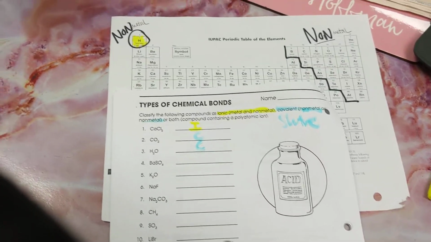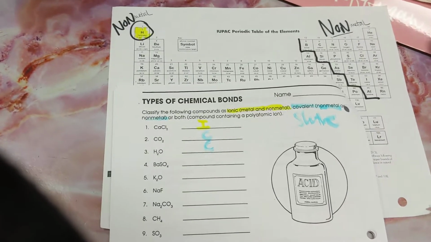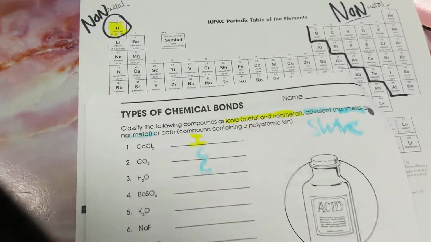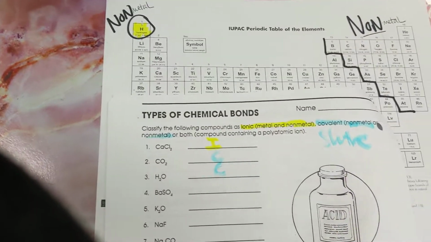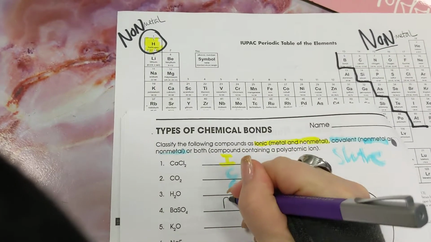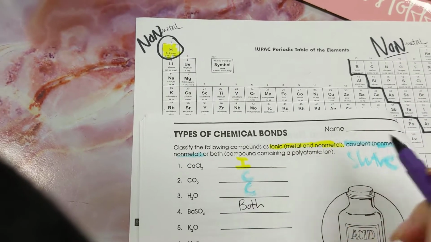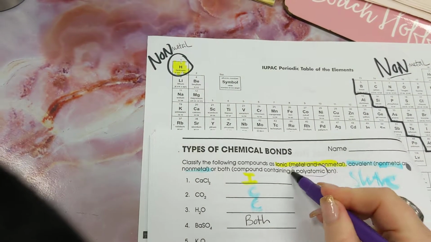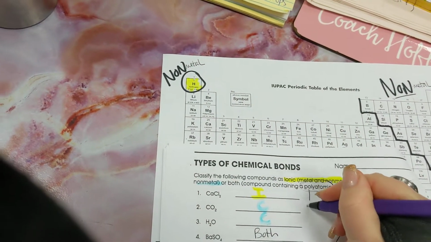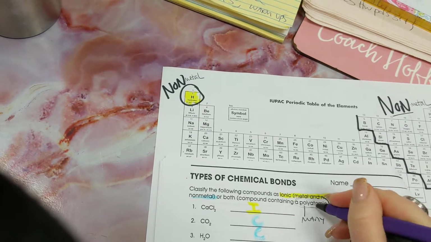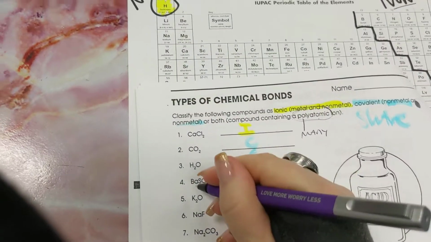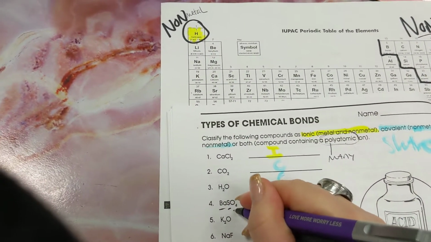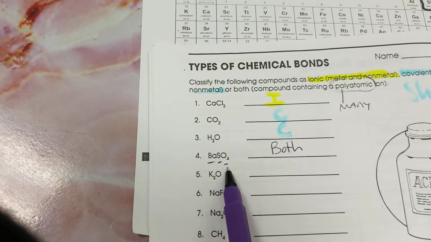Now, compound number 4 here is a tricky one. It's not best classified as ionic or covalent, but actually both. And another word for that is polyatomic. The prefix poly means many, so many atoms. As you can see by counting the capital letters here, there are 3 different elements in this compound.